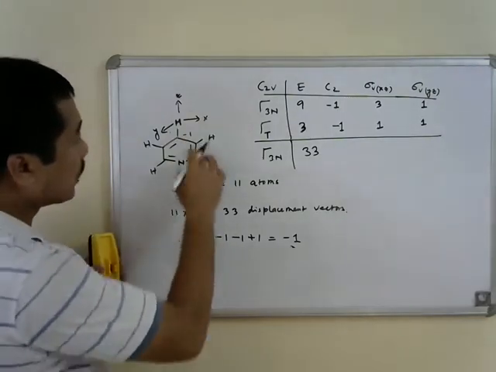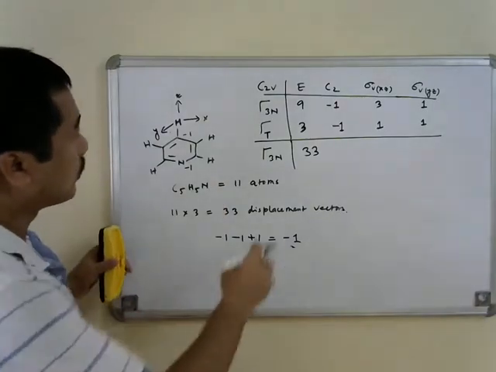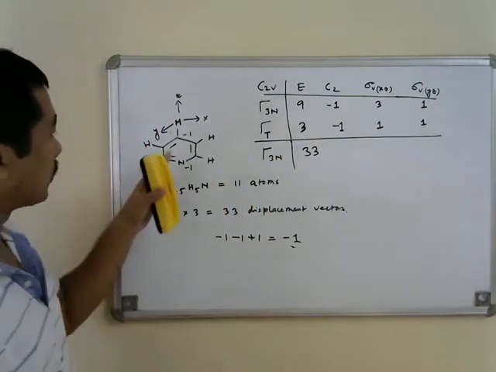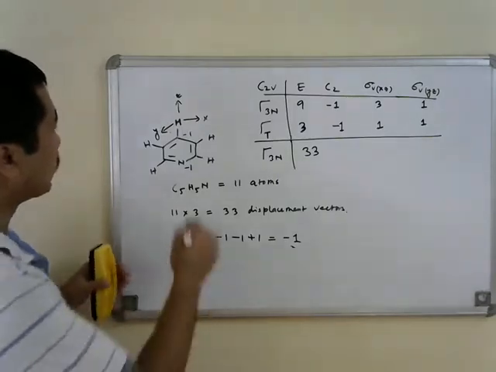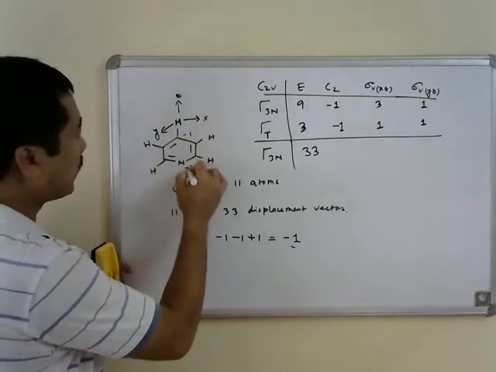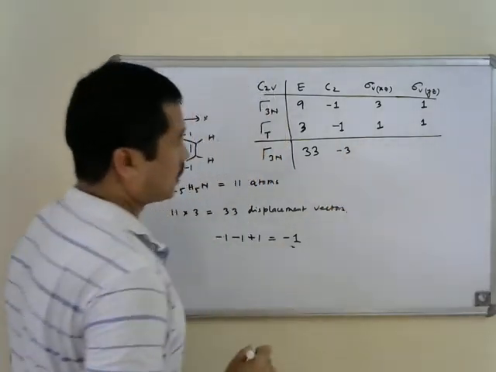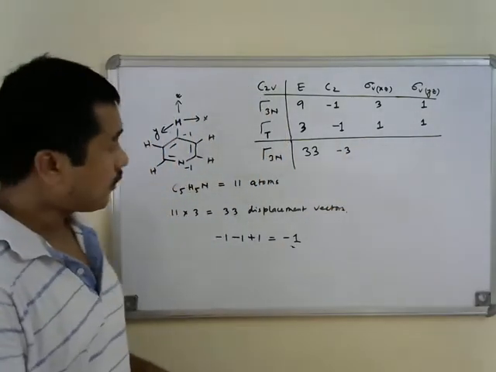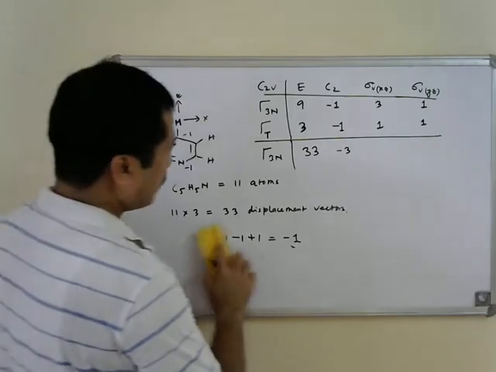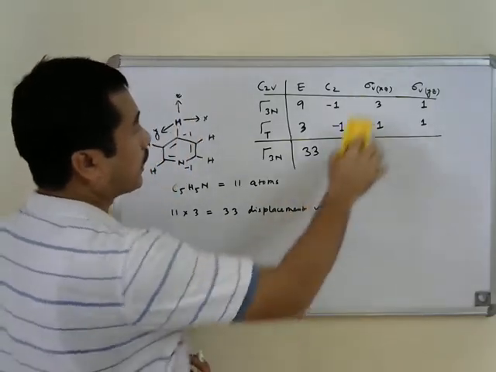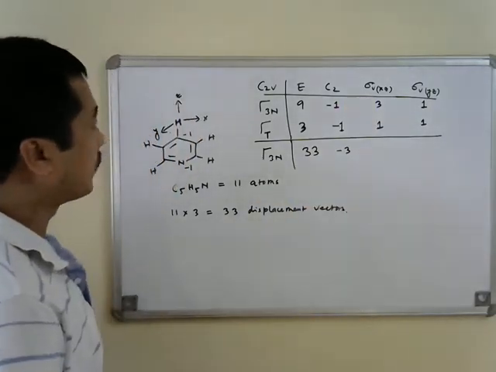So the total character of the matrix representation for the C2 operation in case of this pyridine molecule is going to be -1 here and -1. So total it is going to be equal to -3. So then let us find the character of the matrix representation for sigma v xz.